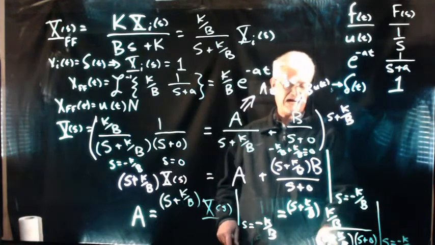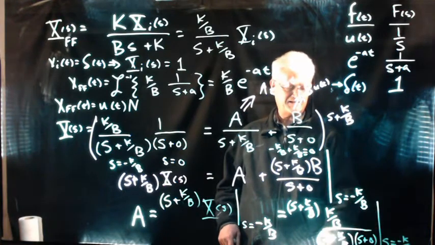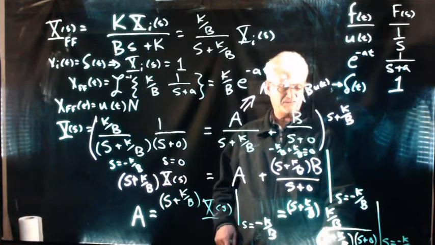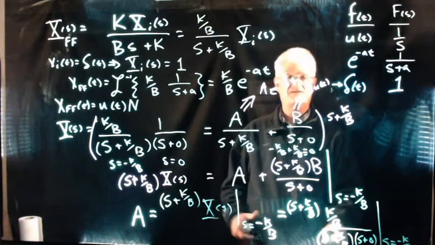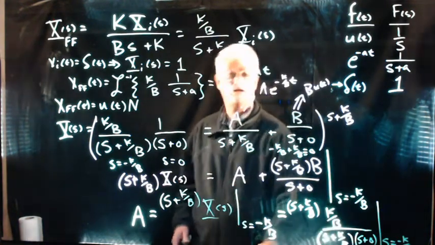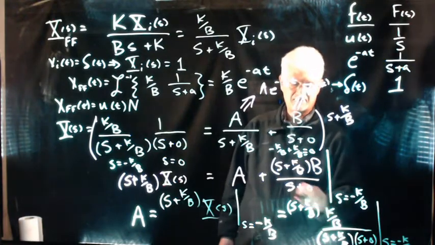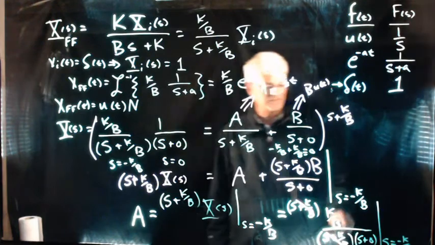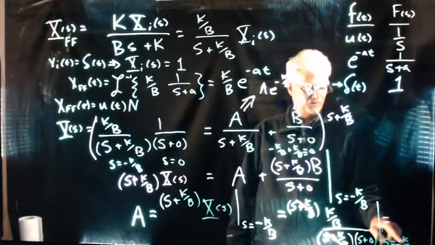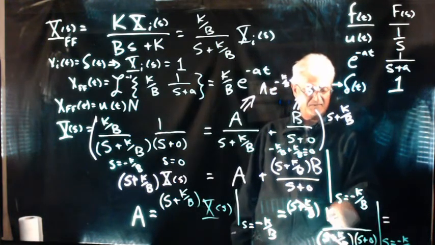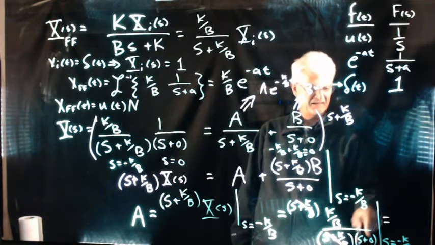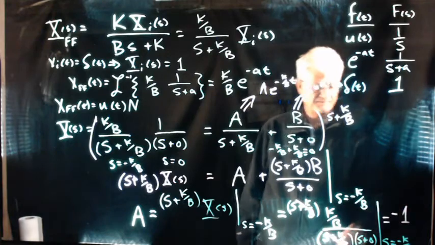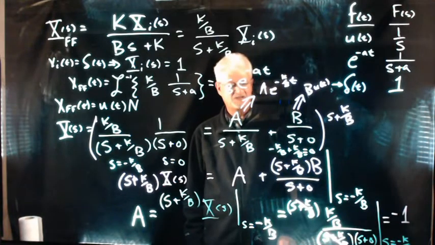So this would be a problem. If I just plug in minus k over b for this thing, this would go to 0, and then I have a 0 in the denominator. We don't know what happens when that gets on the denominator. But the good news is that stuff cancels out. When s is equal to minus k over b, this is k over b, and this is minus k over b. So this is minus 1. So a is equal to minus 1.